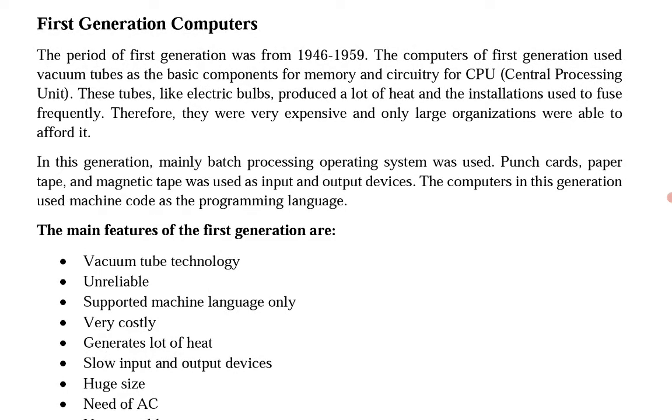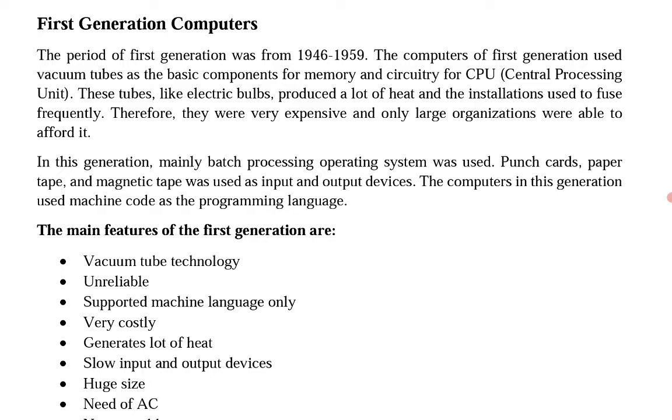So we start with the first generation and we discuss all the things: features, applications, advantages, disadvantages, like that. Technologies, electronic circuits, programming languages introduced, all these things we may discuss here. The period of first generation was 46 to 59. So generally vacuum tubes are the basic components for memory and circuits for CPU, central processing unit.